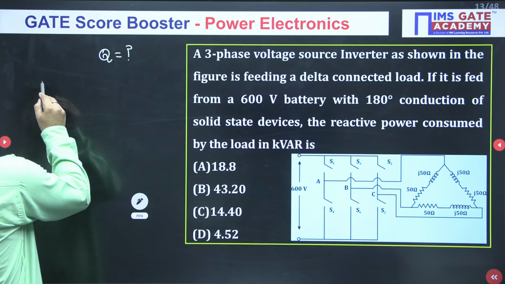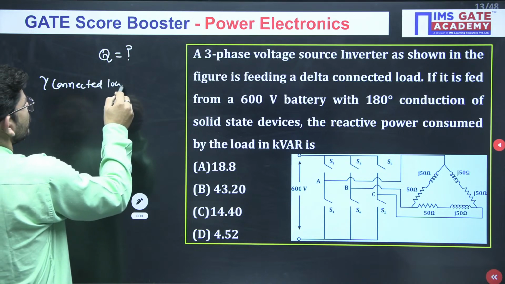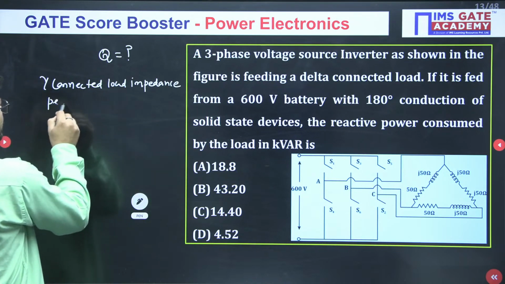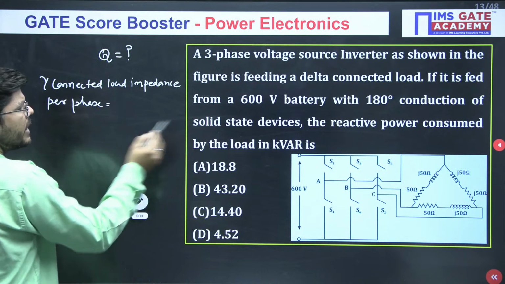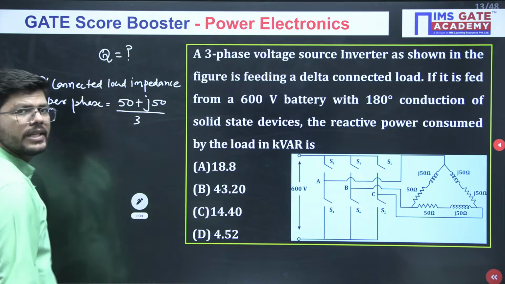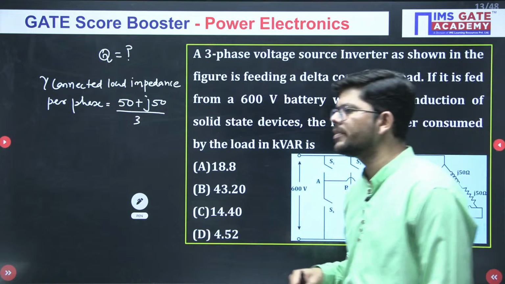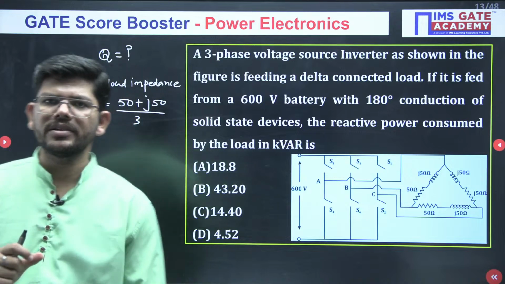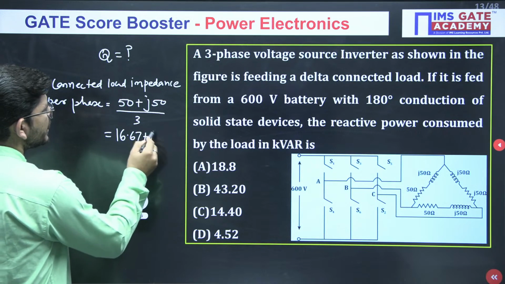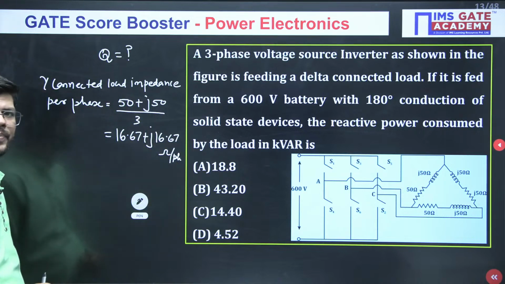Just see, a star connected load per phase will be what? Load impedance per phase will be the delta connected impedance per phase divided by 3. How am I getting this? If we have the same impedance connected in delta, their star equivalent per phase will be Z by 3, R by 3. So when you do this, what you will get is 16.67 plus j16.67 ohm per phase.